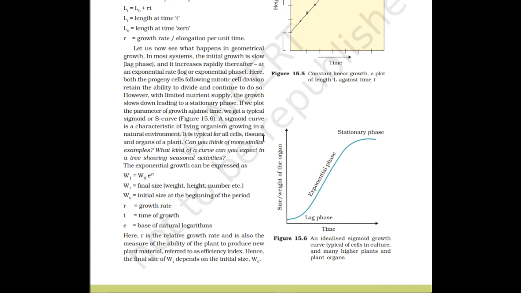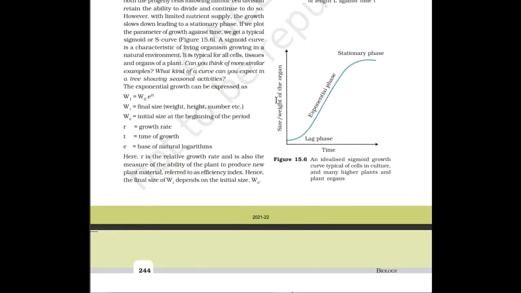It is typical for all cells, tissue, and organs of a plant. Can you think of more similar examples? What kind of curve can you expect in a tree showing seasonal activities? Sigmoid curve like this. An idealized sigmoid growth curve typical of cells in culture and many higher plants and plant organs.